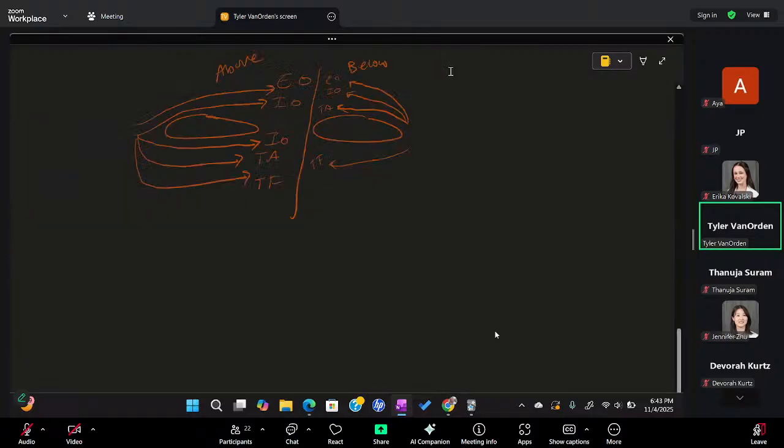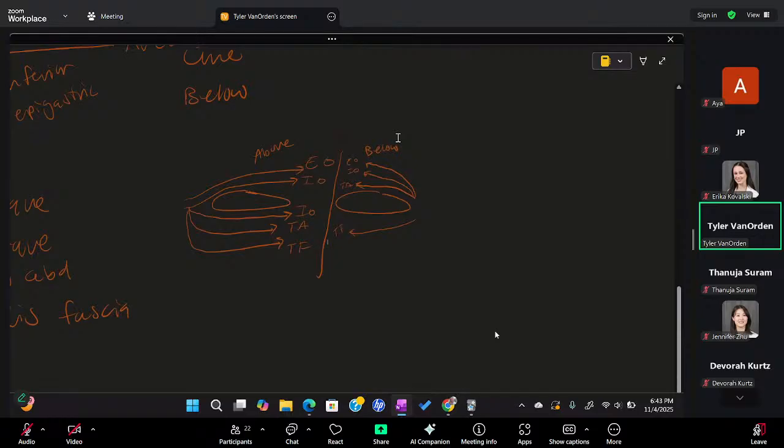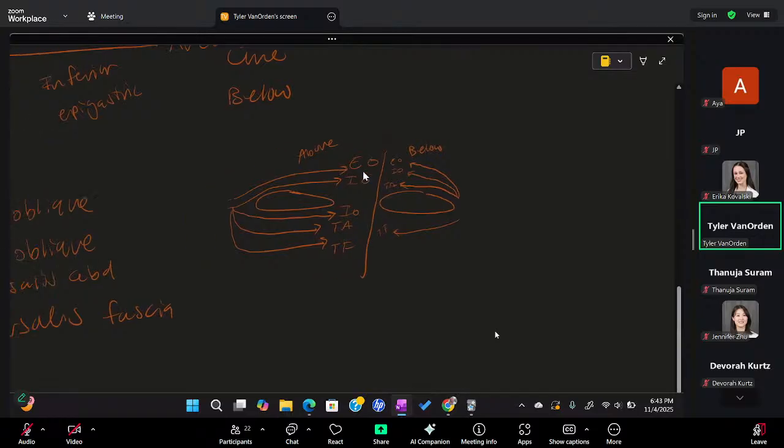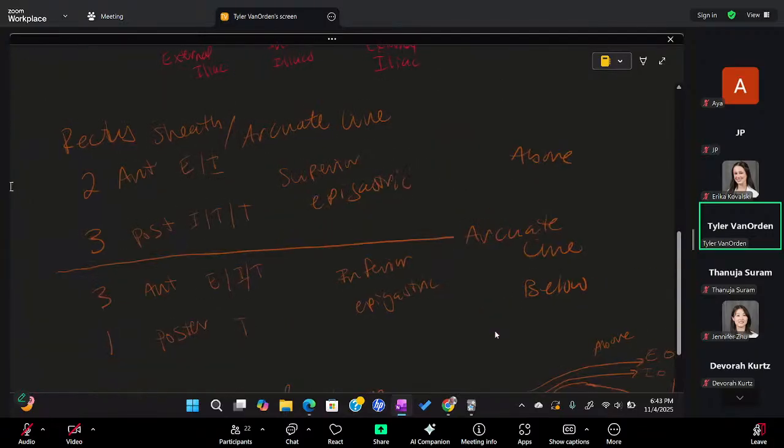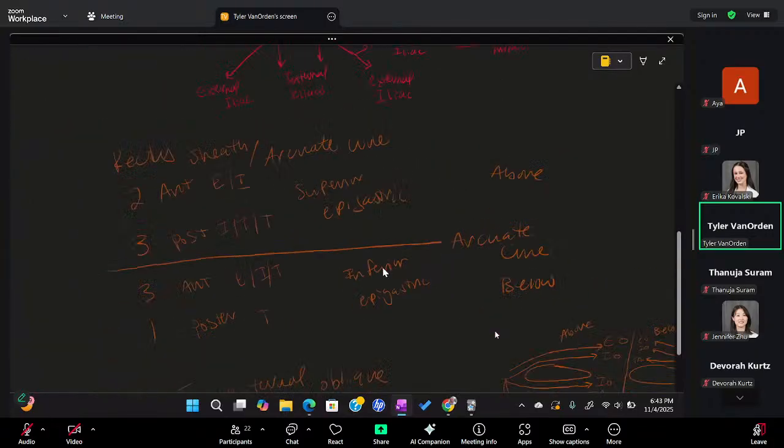You guys just had this today, so it'll make a little bit more sense once you've had some time to sit with it. But I literally drew this out in the exam, and it got me a couple of points.